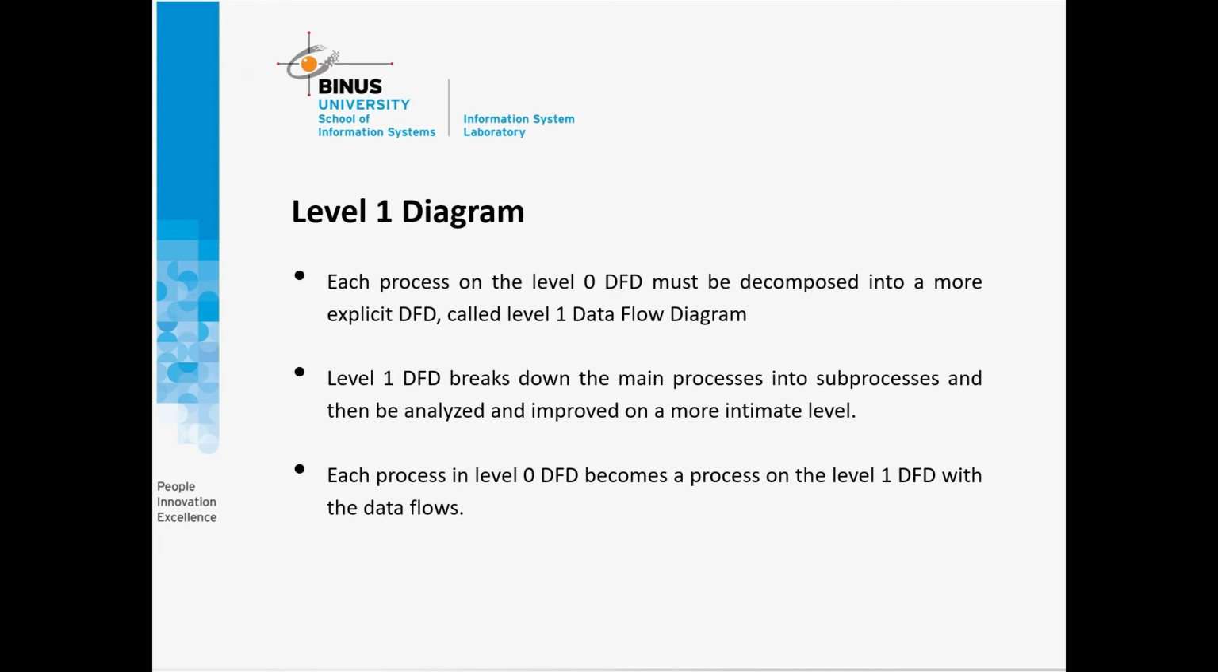Now, I will explain the level 1 diagram. Each process on the level 0 DFD must be decomposed into a more explicit data flow diagram, called level 1 data flow diagram. Level 1 data flow diagram breaks down the main processes into sub-processes, which are then analyzed and improved on a more intimate level. Each process in level 0 DFD becomes a process on the level 1 DFD with the data flows. In this level, each process in the system can be more detailed.